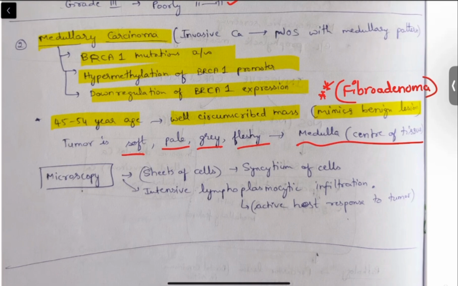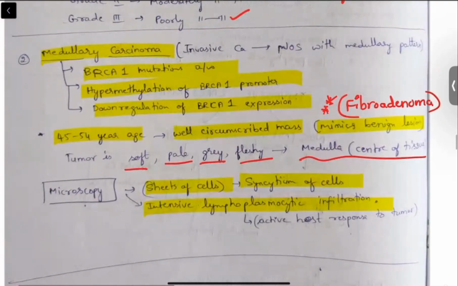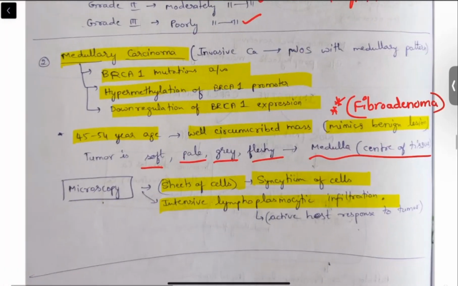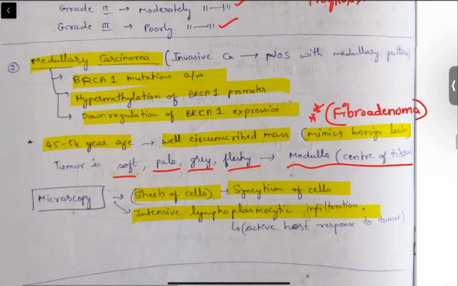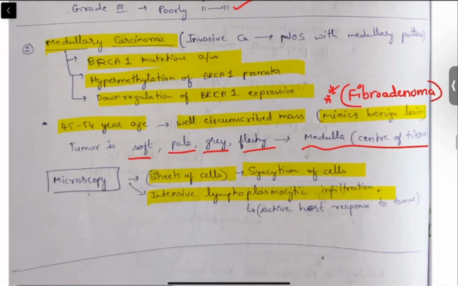On microscopy, there will usually be sheets of cells, also called a syncytium of cells, and intensive lymphoplasmacytic infiltration can be seen in medullary carcinoma. Most of this is related to pathology. In order to understand the surgical treatment, we need to know in detail about the pathological classifications and pathology. So I am taking in-depth pathology so that when we deal with proper surgeries, it will be useful for us.